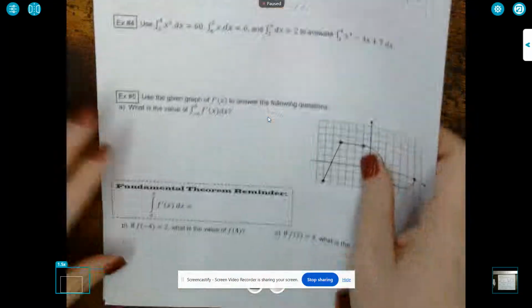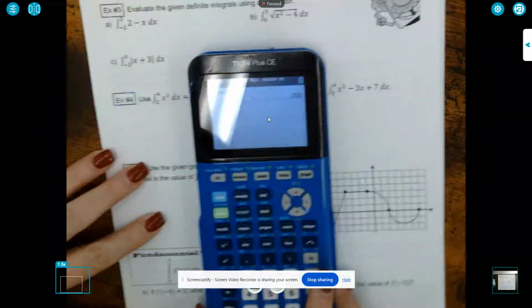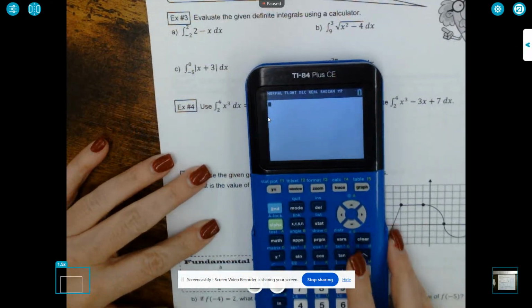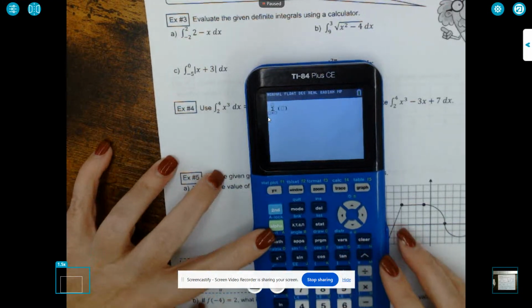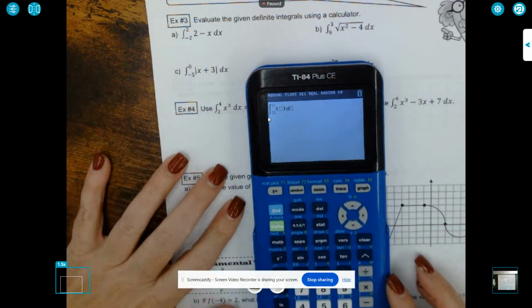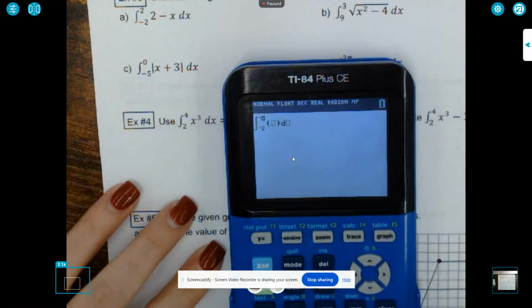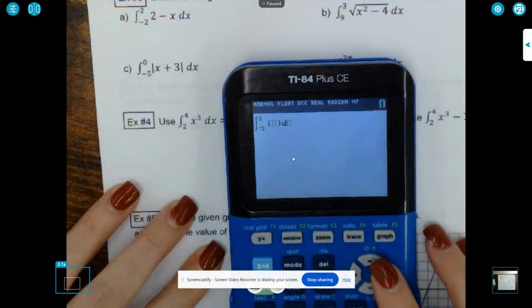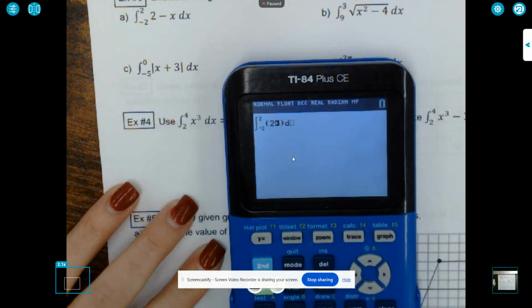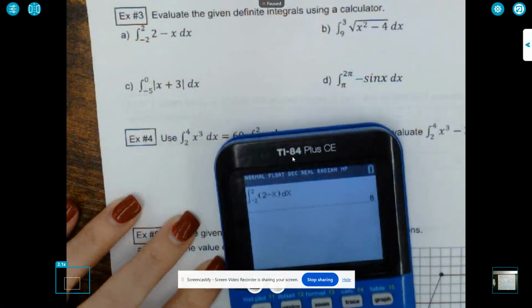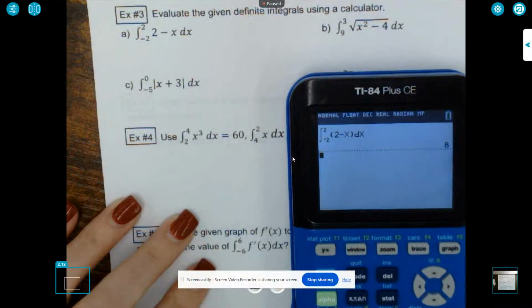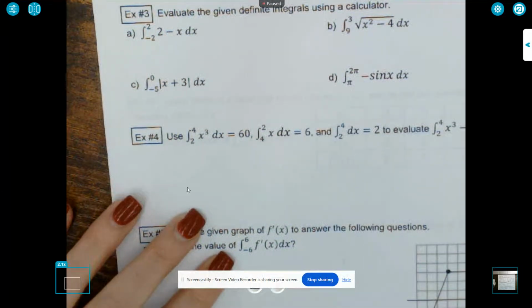Next page. Okay, so now we're going to jump into definite integrals. And remember, it does say using a calculator. I'm not going to dive into these very much because y'all can do these very easily on your own. But Math 9 is our integral. Okay, so we would go from -2 to 2 of 2 minus x dx. And we get 8. Literally, you're typing these in just like you see them.